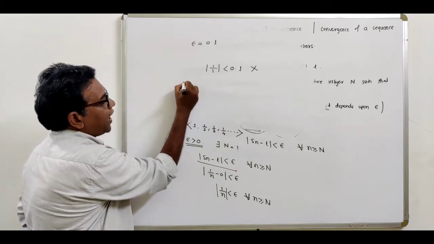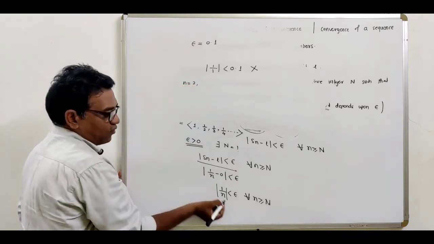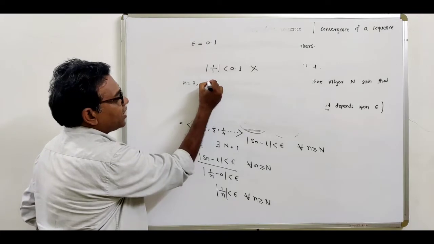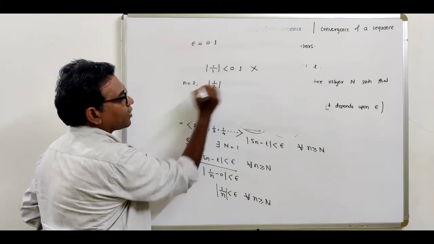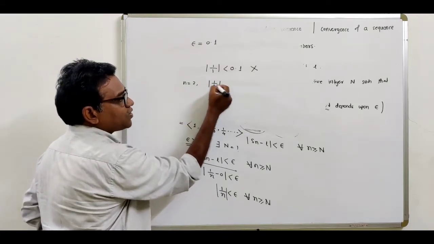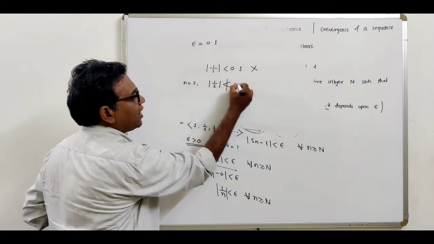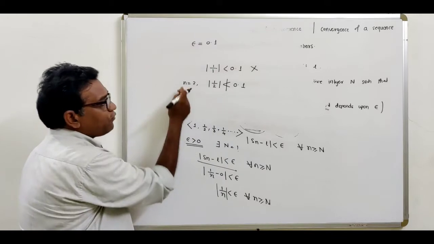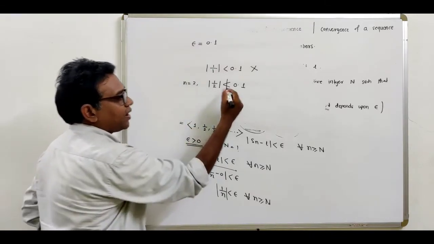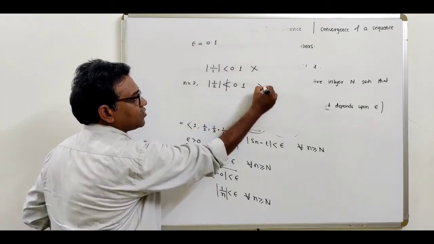Now suppose we put n equal to 2. Then what is the left hand side? We get modulus of 1 half, which is 0.5. This is not less than 0.1. So if we take n equal to 2, then again this condition is not satisfied.